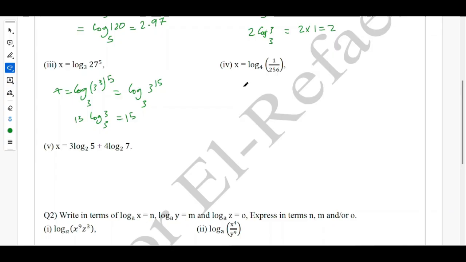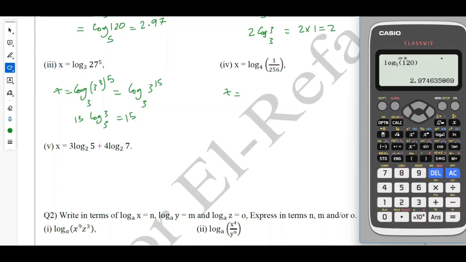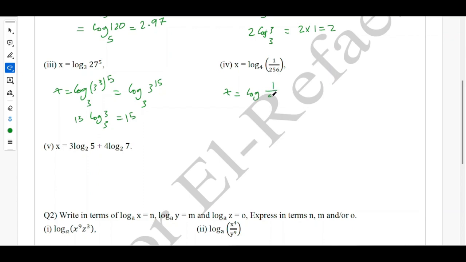The fourth one, x equals log 1 over 256 to the base 4. 256 equals, I think it's 4 to the power 4. Let's check. 4 to the power 4 equals, yes, 256. So log 1 over 4 to the power 4 base 4 equals log 4 to the power negative 4 to the base 4, equals negative 4 log 4 to the base 4, which equals negative 4.